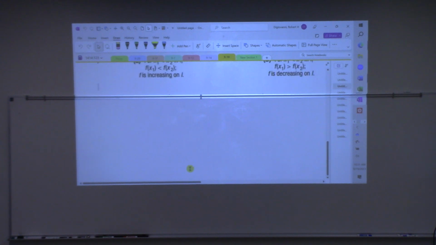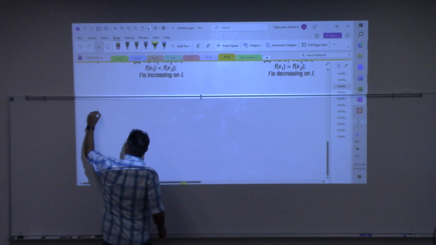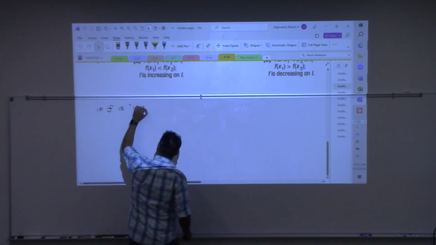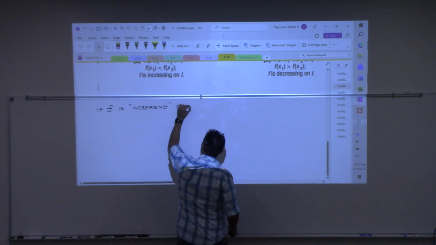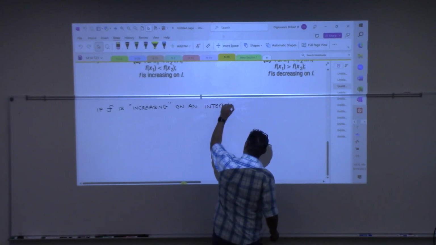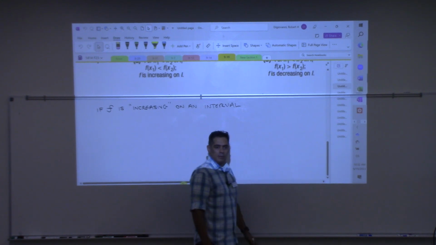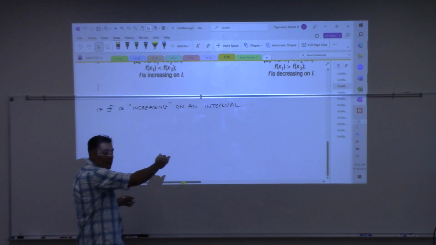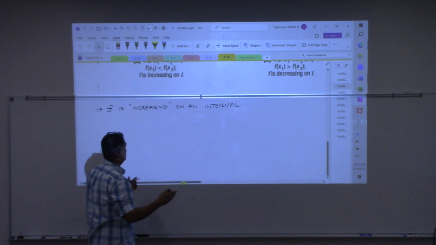So if a function f is increasing on an interval, what do you think when you hear the word increasing? What do you think the function's doing? The y values are getting bigger. So if you look at it from left to right, like you'd read a book, the function's going up. That's what it means for a function to increase.